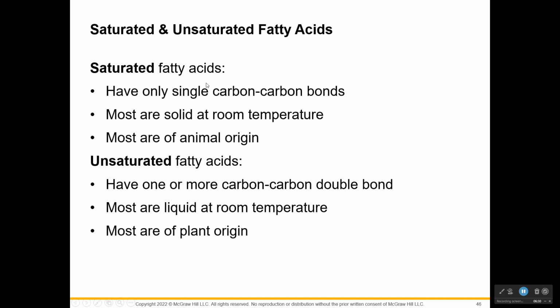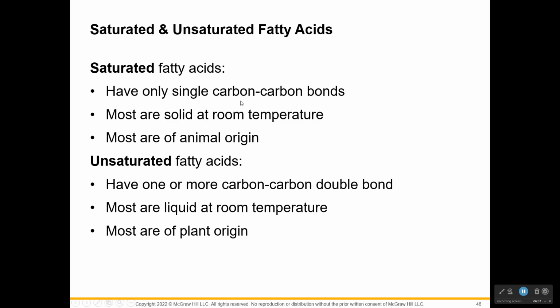Saturated fatty acids only have single carbon bonds. They are solid at room temp. We usually see them come from animals. So like your hamburger fat, chicken fat, pork chop fat. They're solid at room temp, right? Think about when you cook your hamburger and you leave and you come back to your pan to wash it and it's solidified. Those are saturated fats.